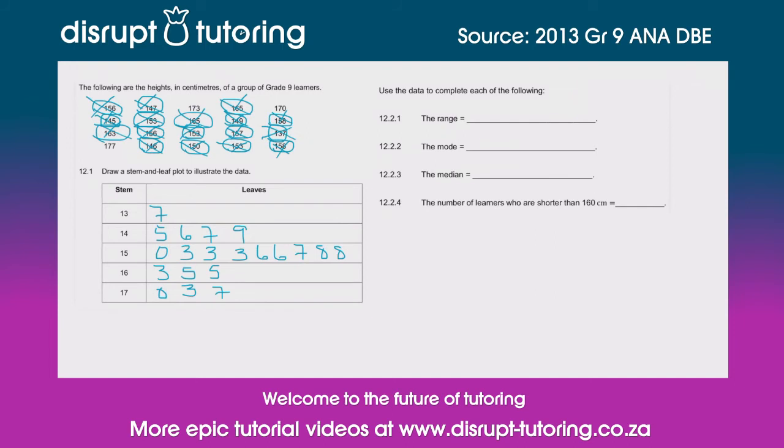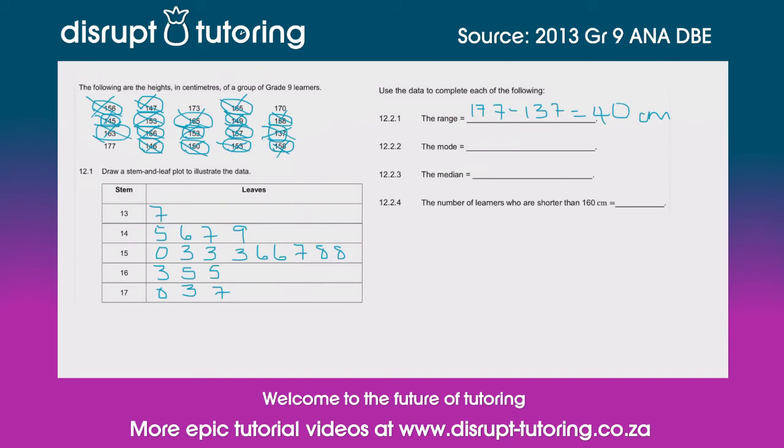So the first thing they've asked us for is the range. Now the range is your biggest number minus your smallest number. So in this case, our biggest number is 177, which I pick up from over there, and our smallest number is 137, which I can pick up from over there. So 177 minus 137 is going to give us 40, so that means 40 centimeters. Let's be very specific. That means that the difference in height from our shortest learner to our tallest learner is 40 centimeters.